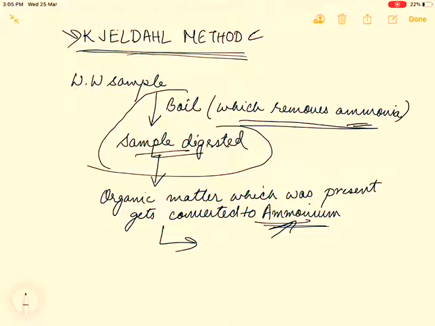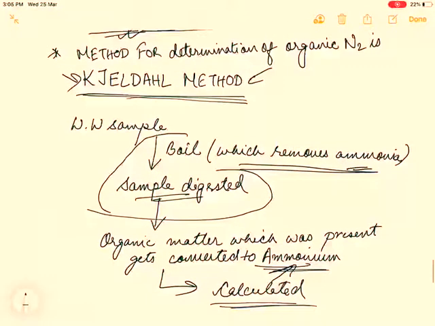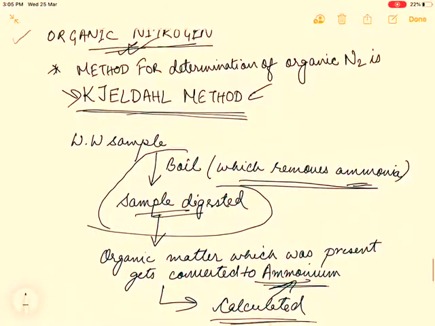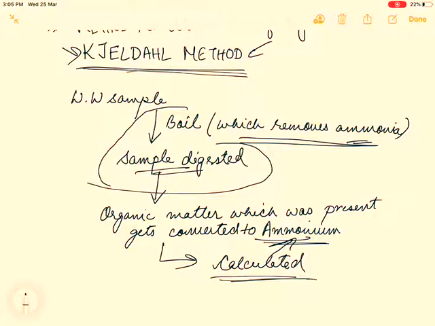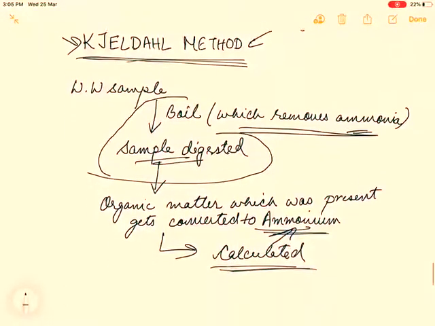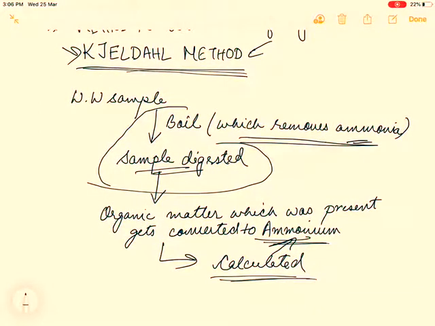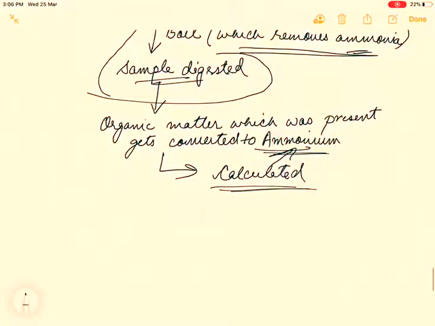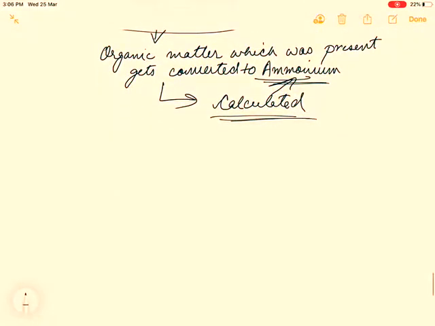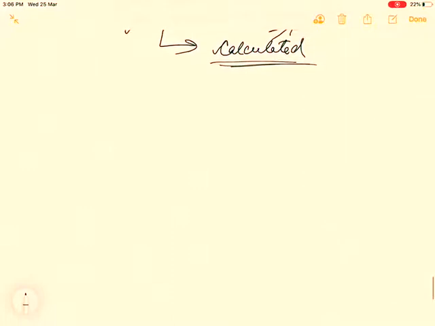Okay, so this ammonium is then measured and calculated. So this is how you determine the quantity of organic nitrogen or albuminous nitrogen. So this is called the Kjeldahl method.